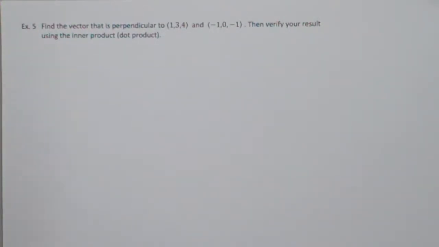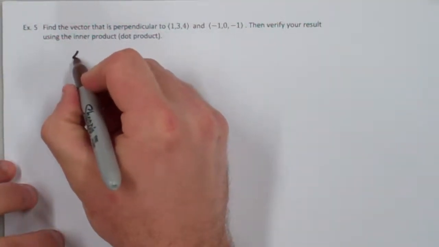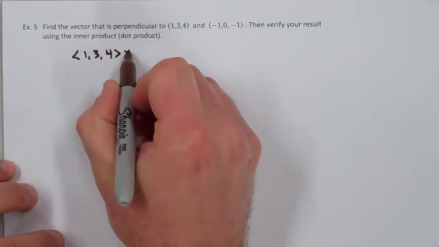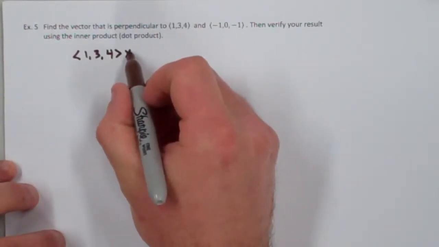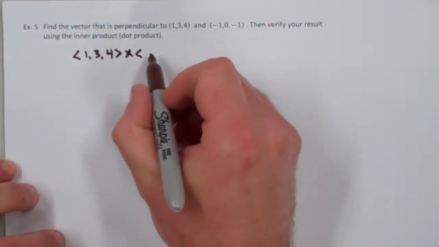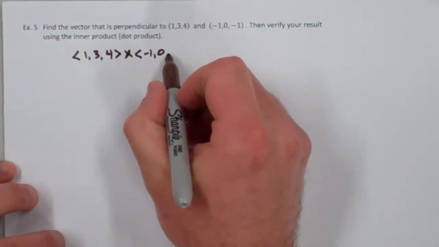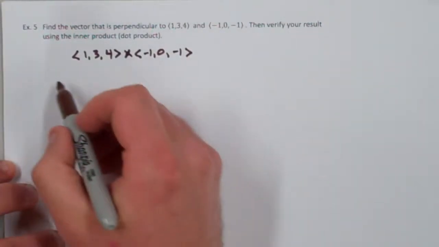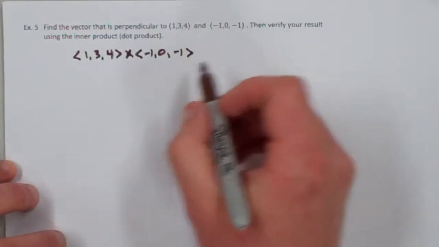Example 5, we need to find a vector that's perpendicular to these two vectors. So what we're going to be doing is finding the cross product. And remember from the last video, we're going to go through this pretty quick here, so if you need to pause and rewind, please do. Or check out that other video. Example 4 goes a little bit more in depth with stuff. So when you do this, you're going to get a new vector.